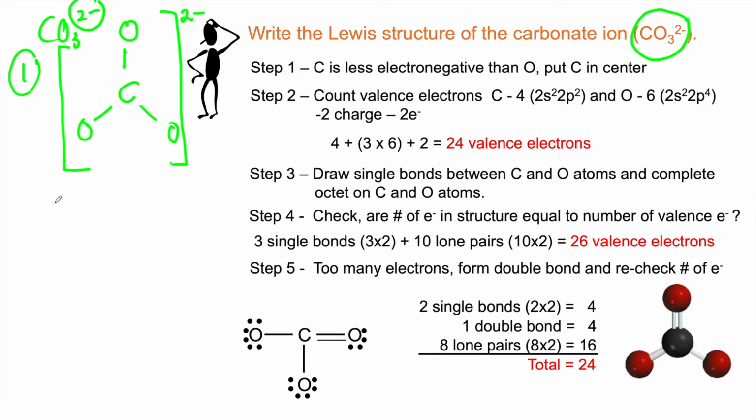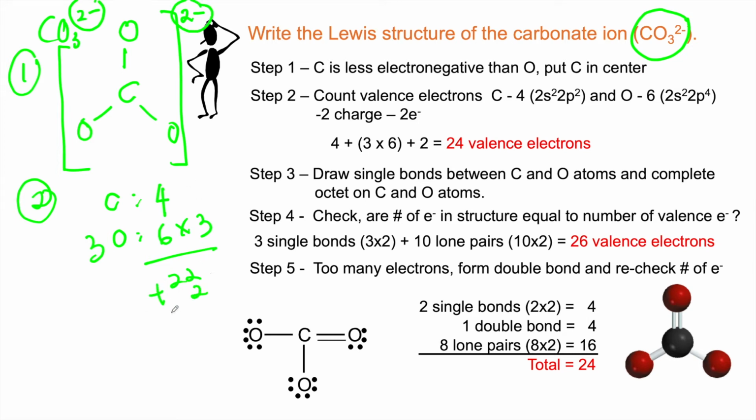Then second, you need to calculate the electrons surrounding this structure. Carbon's valence electrons are 4, oxygen is 6. We have 3 times 6, which is 18, and we have an extra 2 charge here, so we need 4 plus 18 plus 2. So overall is 24 electrons. Then the third step, you need to fill up the octet surrounding the carbon and also the oxygen.